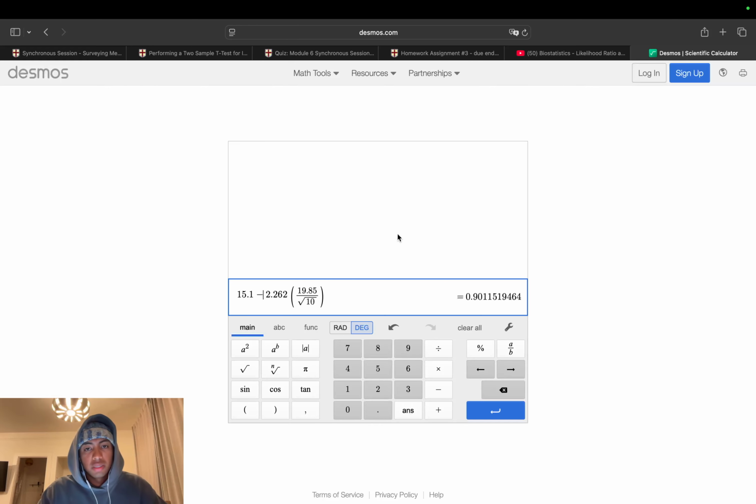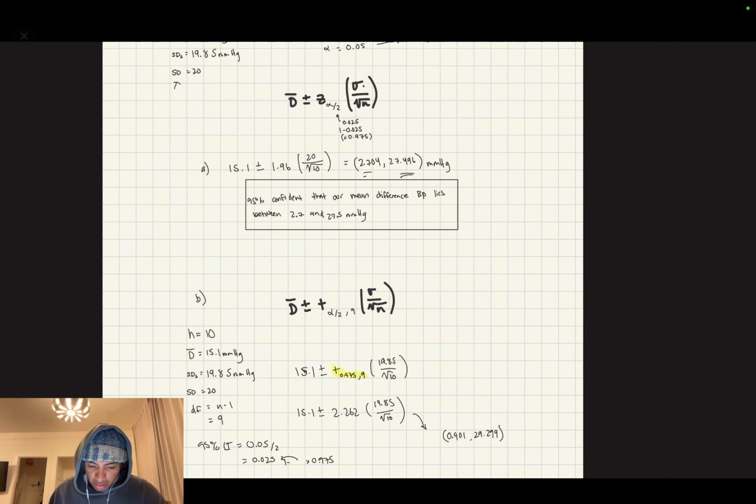Now that we've got those, let's reshare our screen again. This is our answer here. We can say that with an unknown population standard deviation, we're 95% confident that our mean blood pressure decrease is within the values 0.901 and 29.299.